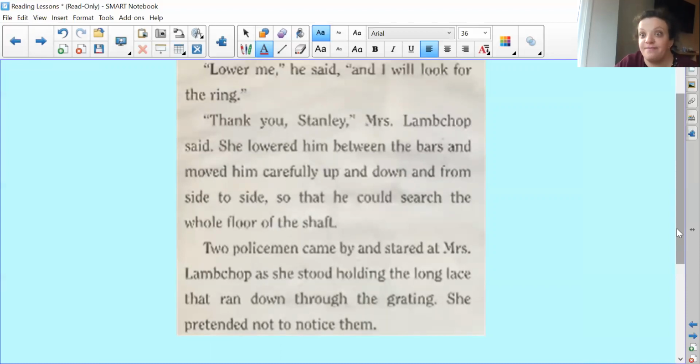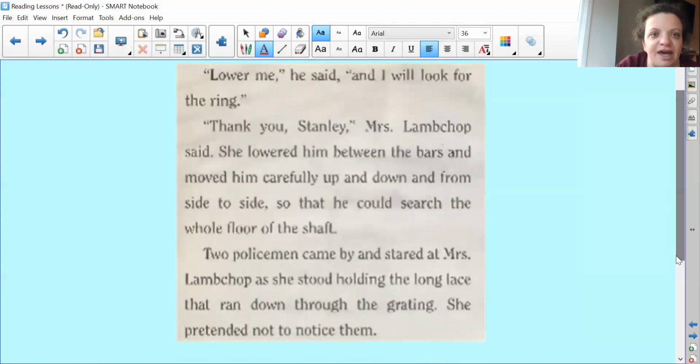Okay, so pretending means that you do know it's there, you do know something, but you're make believing, you're acting like you don't know. She's not actually doing something. And notice means to look at them and see that something's happened. So she does know the policemen are there, but she's trying to make out that she doesn't know they're there. She hasn't seen them. She doesn't know what they're doing. So she's pretending not to notice them. Okay, right, that was really good, wasn't it?